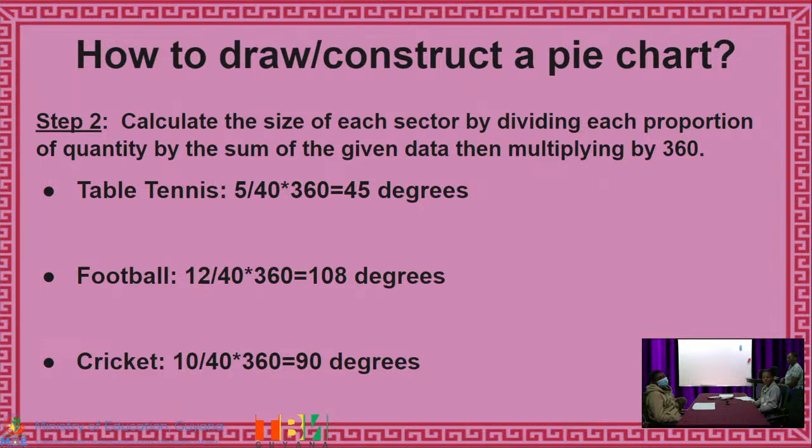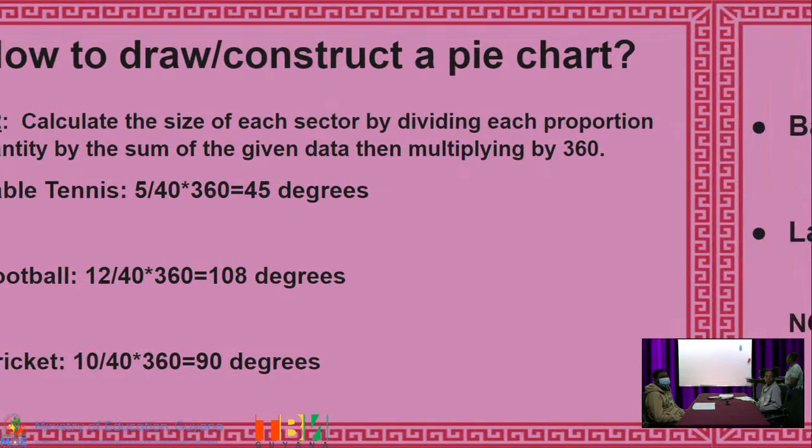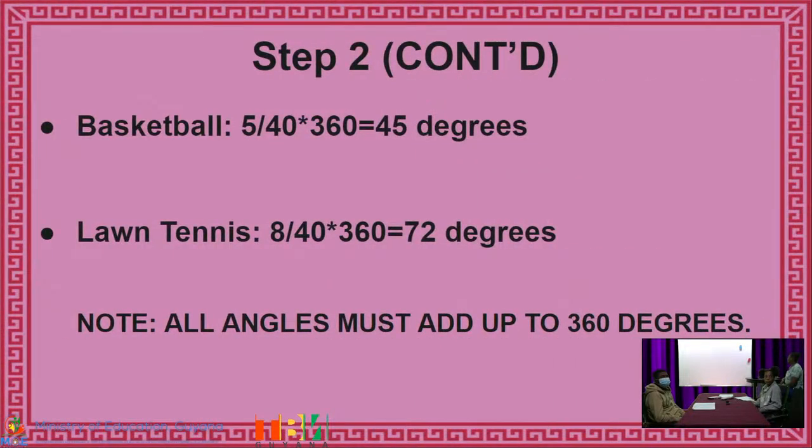By cancelling and reducing the amount to its lowest term, for football we had 12 over 40 times 360, which gives 108 degrees. Cricket, 10 over 40 multiplied by 360, gives 90 degrees. Basketball, 5 over 40 multiplied by 360, gives 45 degrees. Lawn tennis, 8 over 40 multiplied by 360, is equal to 72 degrees.